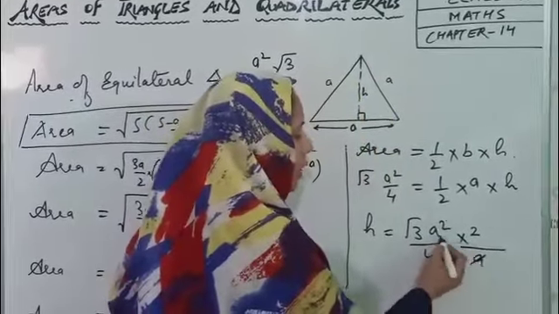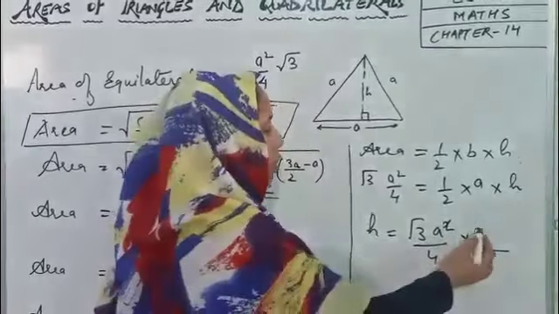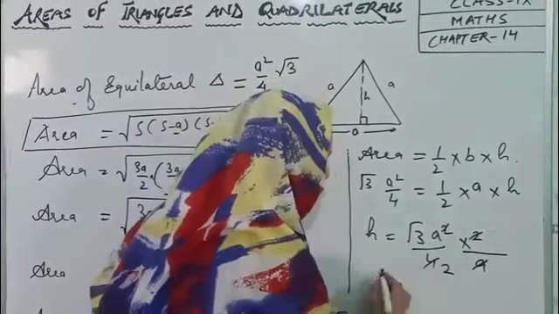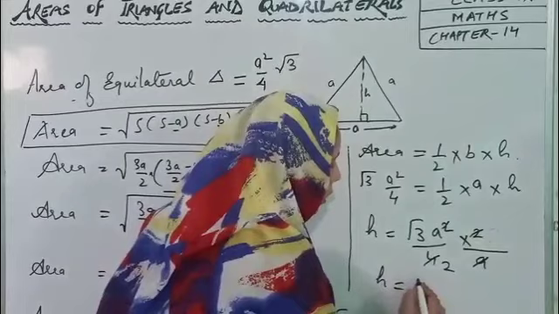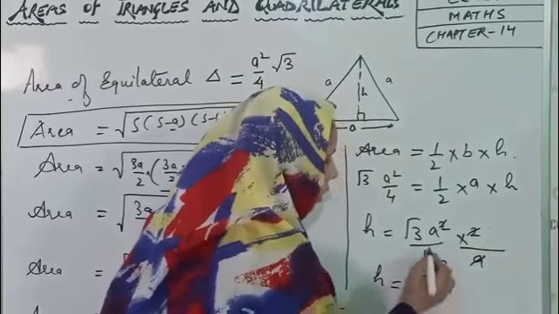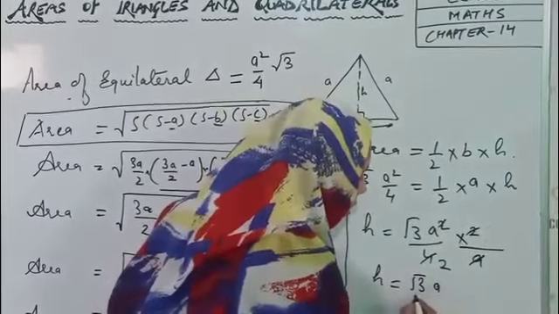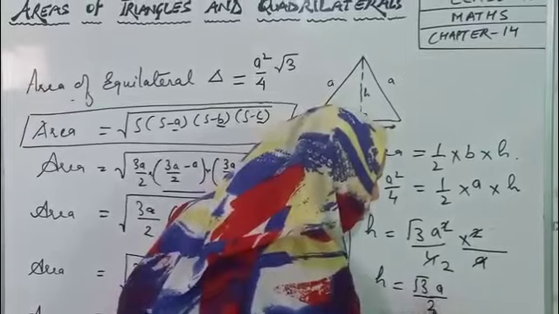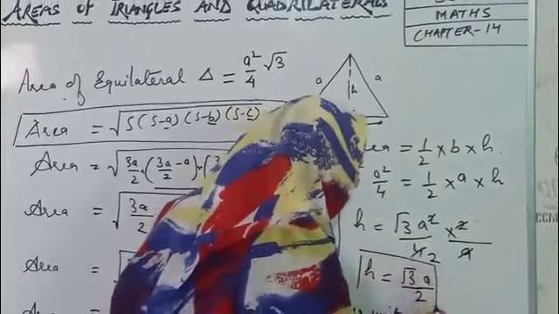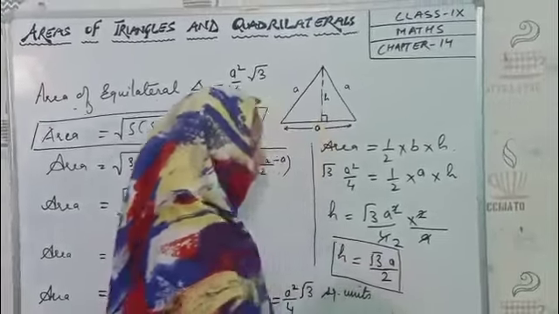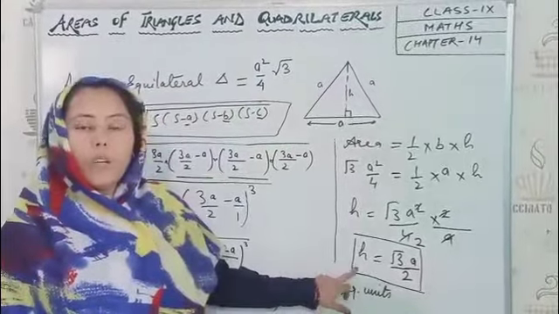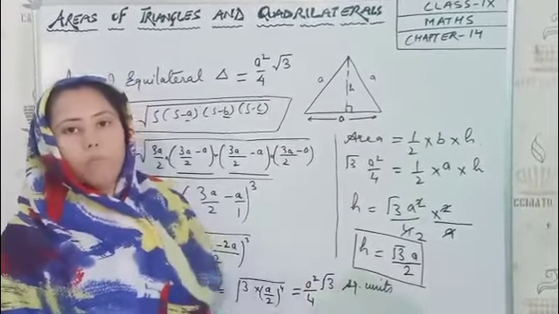Now a square cancels, 2 1s are 2, 2 2s are 4, so the height of an equilateral triangle will be root 3 a by 2. This is the height of an equilateral triangle.